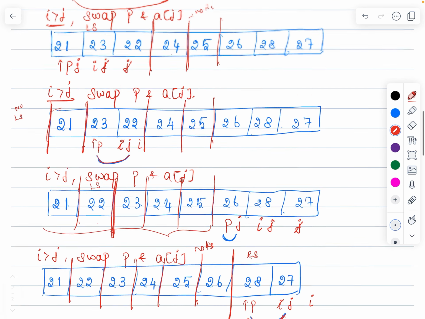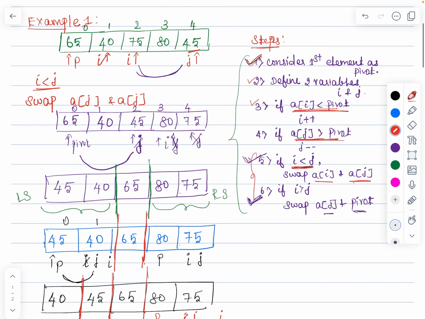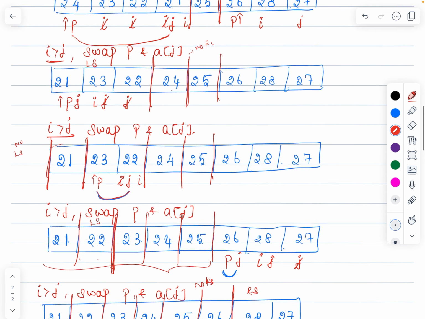So the same procedure, these 6 steps which we are supposed to follow, until the list is completely sorted. So this is how the sorting algorithm works.